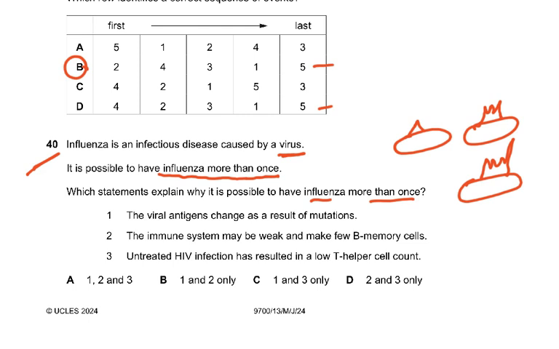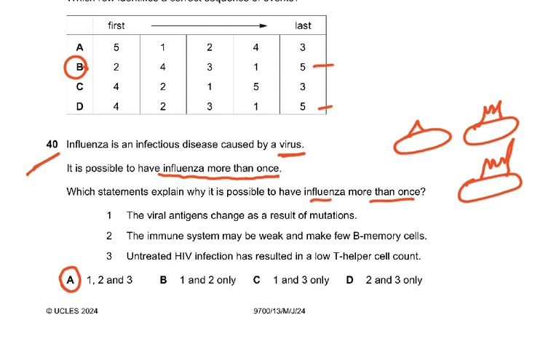So 1 is correct. Then they write the immune system may be weak and make few B memory cells. So I had influenza, lasted a week, and then I'm better for a week, and then I get it again, because I have a weak immune system. Untreated HIV infection has resulted in a low T helper cell count. Yes, that's right. If somebody has HIV, then they have a low T helper cell count, so their immune response is very, very pathetic. So they will not be able to respond to the infection, and that can result in other problems like superimposed or secondary bacterial infections. So that is why the answer is A, which is 1, 2, and 3.